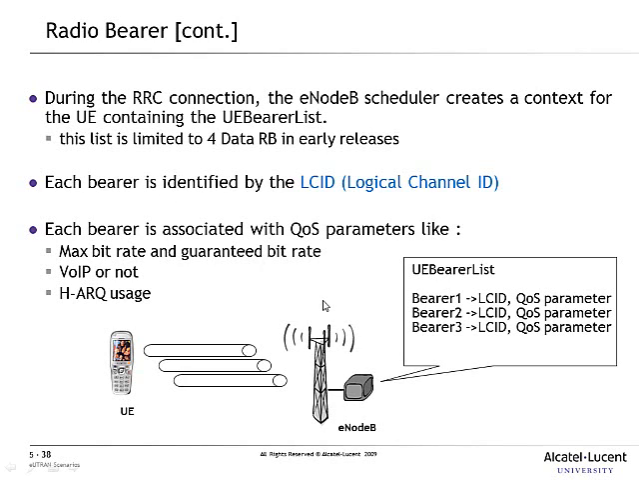Okay, and associated with a bearer is some information. Normally we give certain high priority for VoIP bearers. So it'll have information such as whether it's carrying VoIP or not, if there's HARQ being used, and what's the maximum bit rate, and so forth.